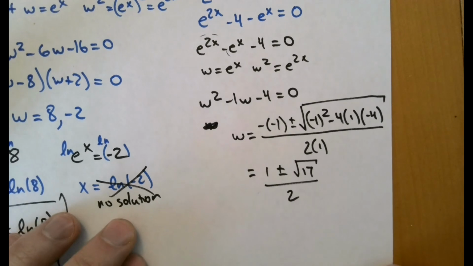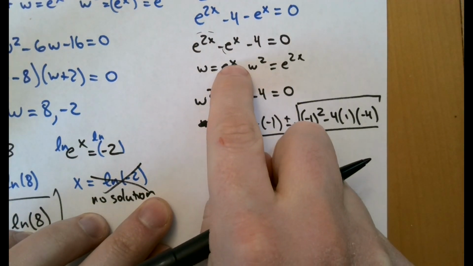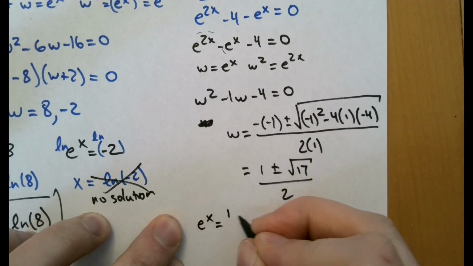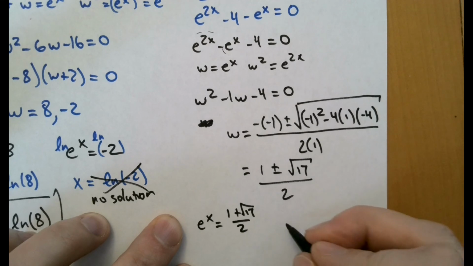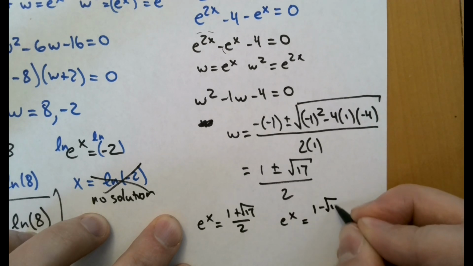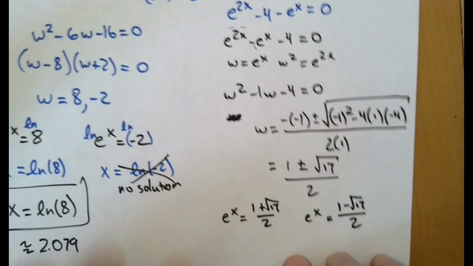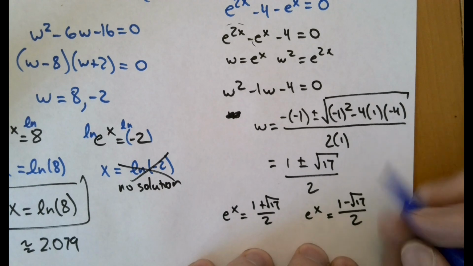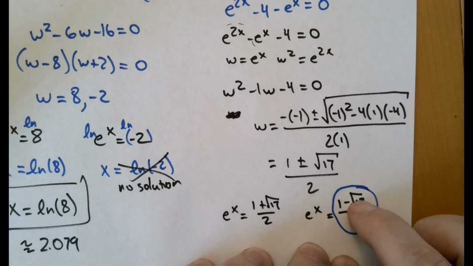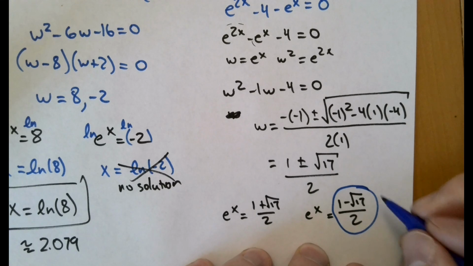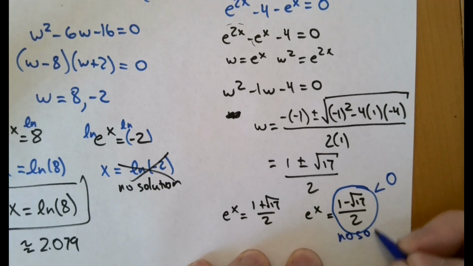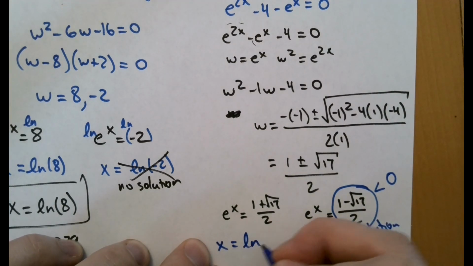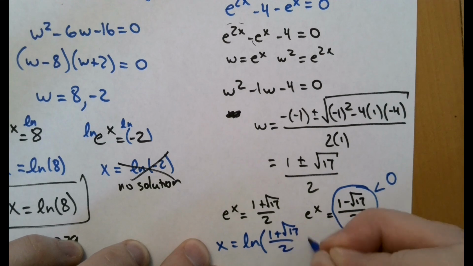Well, remember that what we're solving for is x, not w. So we have two solutions here. e to the x equals 1 plus square root of 17 over 2, and e to the x equals 1 minus the square root of 17 over 2. Well, at this point, this is just a number. Nasty, agreed, but just a number. Notice that because the square root of 17 is greater than 1, when I subtract that from 1, this is all less than 0. So there's no solutions to this one. But this one, when we take natural log of both sides, it's whatever this gross terrible number is.